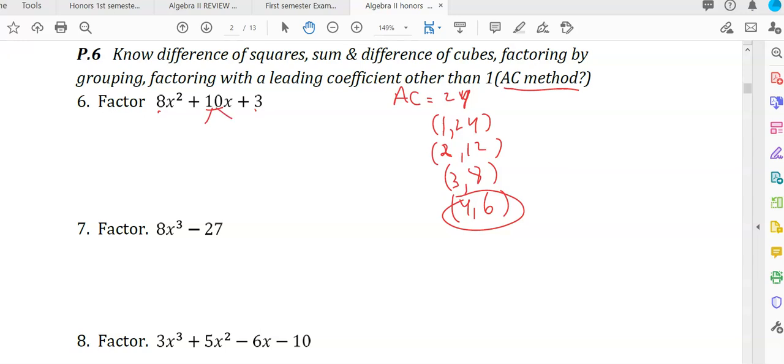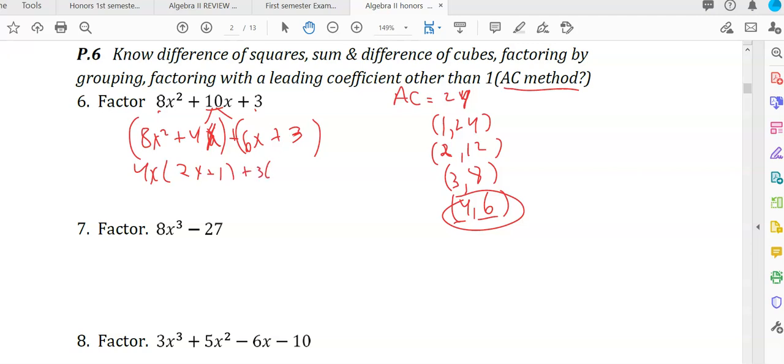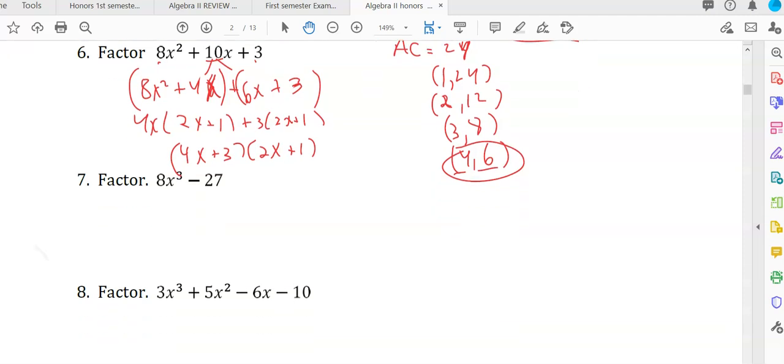So I'm going to split up that middle term with that 4 and 6. I still have the 8x squared, plus 4x, plus 6x, and then plus 3. So I split up that middle term to be 4x plus 6x using those factors. Do factoring by grouping, so the first two terms go together. Pull out the GCF, that's 4x times 2x plus 1, and plus 3 times 2x plus 1. The 2x plus 1s match, so we're going to regroup into 4x plus 3 times 2x plus 1. And it doesn't say solve, just says factor. We're done.